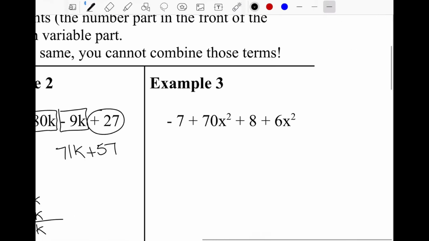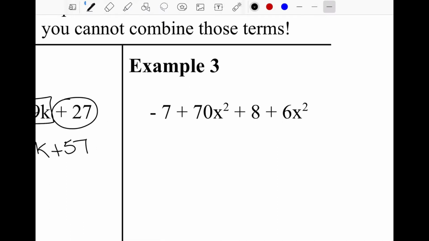Let's look at the next example. In my next example, what we have is negative 7 plus 70x squared plus 8 plus 6x squared. Now with this, same thing: I look for what's in common. I have a negative 7 that doesn't have a variable behind it, so I'm looking for something else that doesn't have a variable, which is that positive 8. So I can combine those. I put my 8 minus my 7. Signs are different, so I subtract. That's going to give me 1, and it's a positive 1 because 8 is larger.